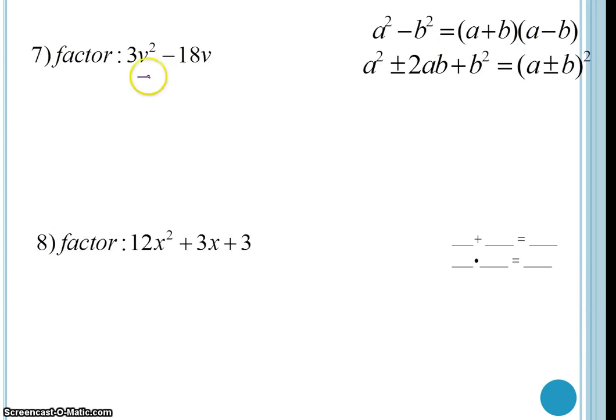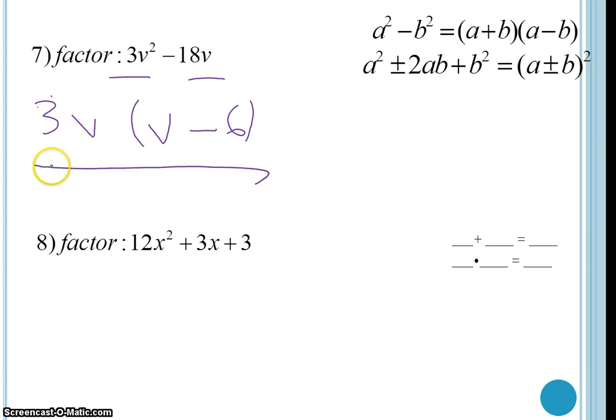So I see that there's a GCF. The GCF that I can pull out is 3v. So using the distributive property, after I pull out a 3v, I'm left with v inside the parentheses, minus 6 when I distribute it through. There's no more v squareds. This is factored as much as possible. So I'm done with that.